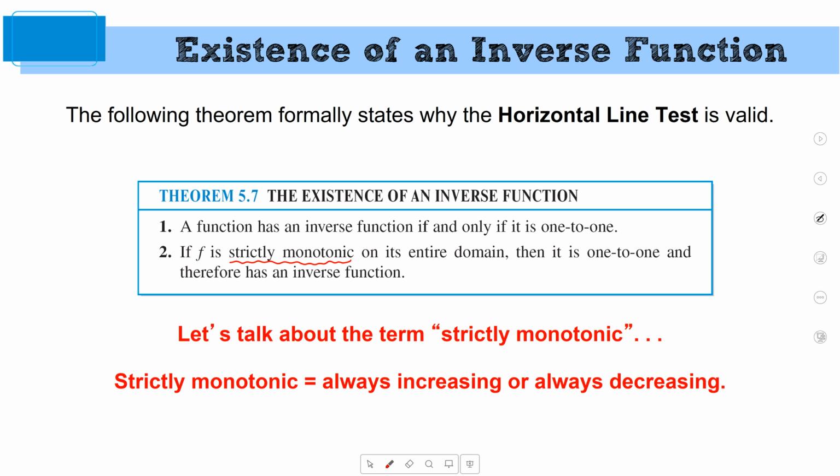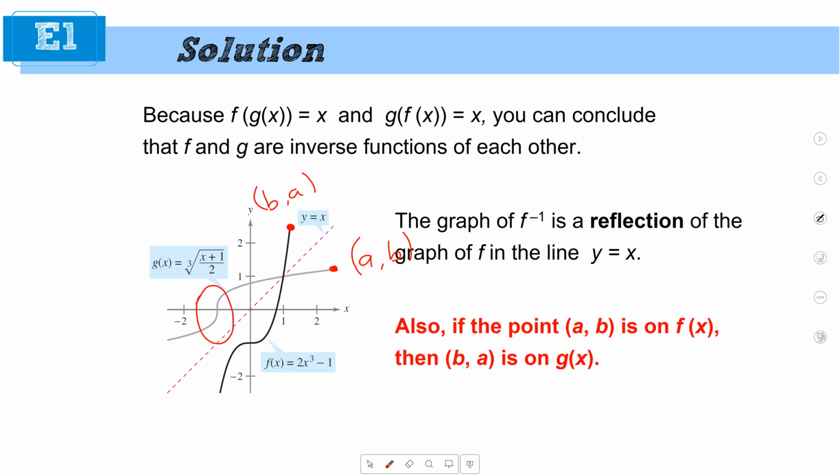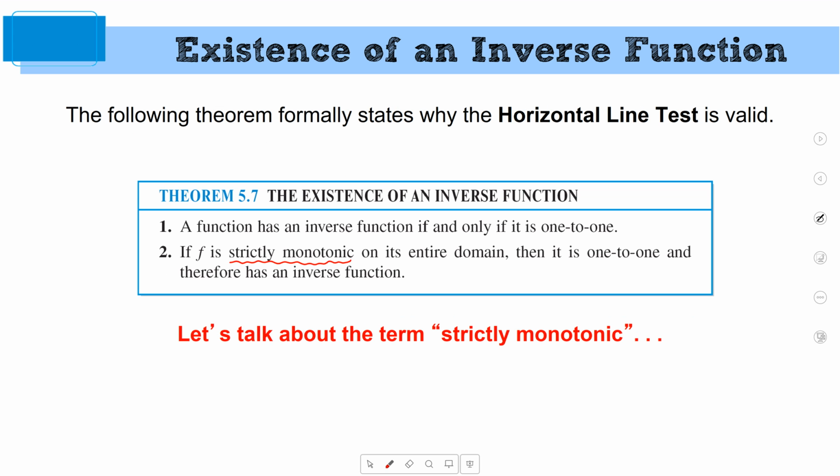A function like x squared is not strictly monotonic because x squared increases then decreases, or decreases then increases depending on which way it faces. A line would be strictly monotonic. It's either always going up or always going down. Go back to this picture. That black graph is strictly monotonic because it's always going up. As is true about the gray graph, always going up.